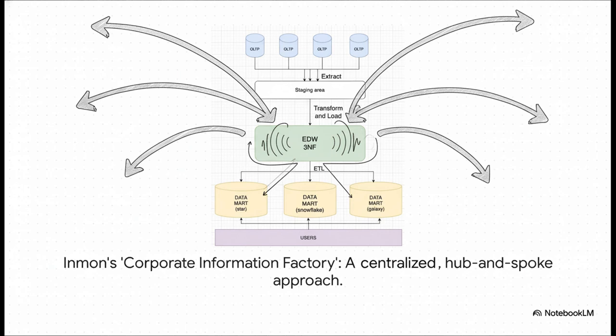Inmon's idea is to take all that raw data and pull it into one giant central hub. This is the Enterprise Data Warehouse, or EDW, and this thing is super structured, what engineers call normalized, which is just a fancy way of saying there are no duplicates and everything is in its perfect place. This hub, this is the single source of truth for the entire company.